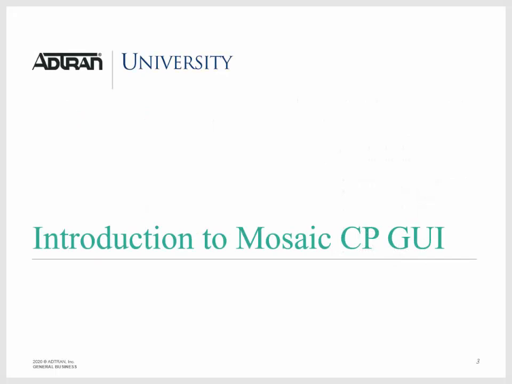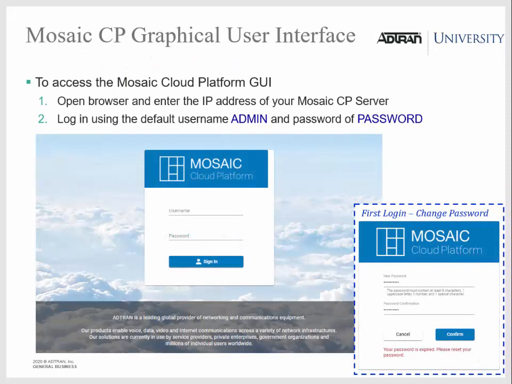Let's start with the MCP GUI introduction. To access the Mosaic Cloud Platform graphical user interface, launch your Chrome browser and then enter the IP address of your MCP server. The default username is admin, all uppercase, and the default password is password, and again, all uppercase. The first time logging in, you're prompted to change the default password. The password complexity can be modified, but the default requires an 8-character minimum, at least 1 digit, 1 uppercase character, and 1 special character.